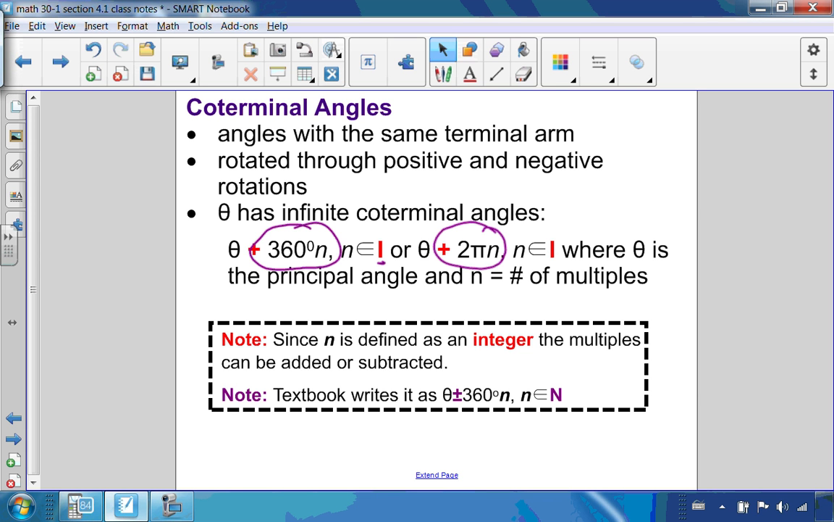Now that's where your angle is your principal angle. That's the smallest angle possible between 0 and 360, and you're adding on multiples, where n is the number of multiples. That's the way that we write it, and that's the way the diploma writes it. The textbook writes it a little bit differently. They write it as plus or minus multiples of n because n is a natural number, and natural numbers can only be positive. So when you're checking your answers in the textbook, be aware of that and don't think you made a mistake.